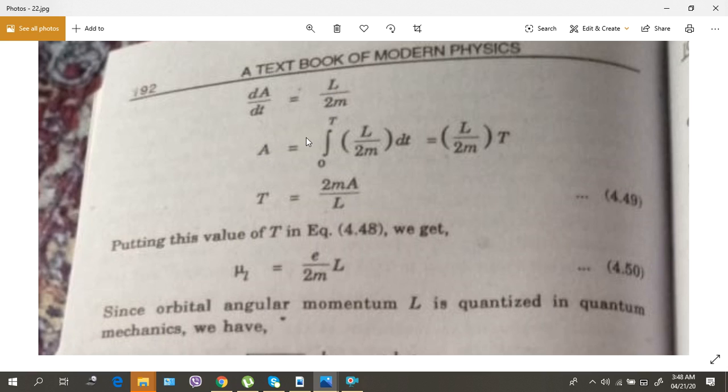If we take the time 0 to t, because we say that the time of moving of the electron around the nucleus starts from 0 and goes to t, so we integrate it from 0 to t, that is L over 2m dt, and from here we have A equal to L over 2m capital T, and we apply the limits. So from here we can find out the value of T, that is 2mA over L. So putting this value in equation 4.48 we get the last equation.